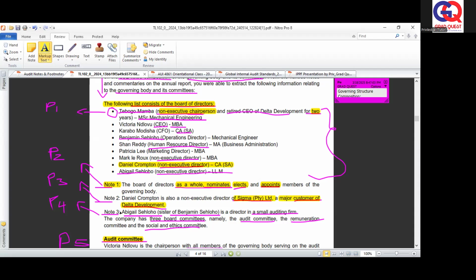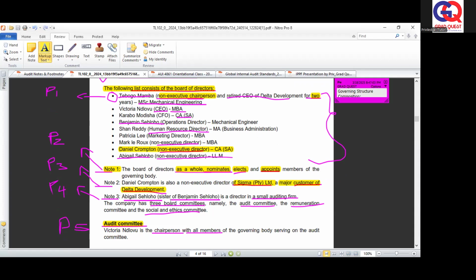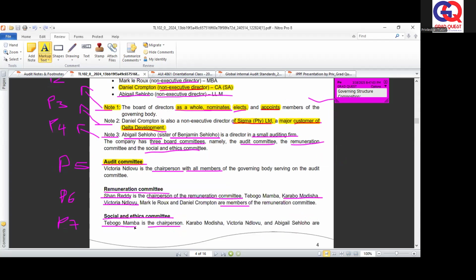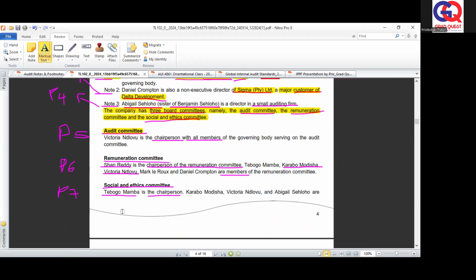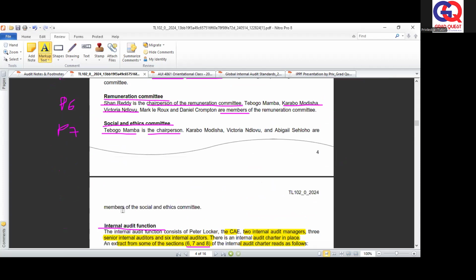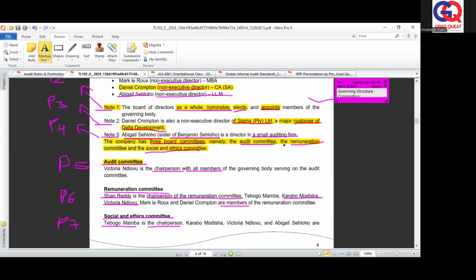And then note number 3, Abigail Sihlobo, sister of Benjamin Sihlobo. Okay, again, that's a related party relationship right there. Is a director in a small auditing firm. The company has 3 board committees, namely, so now this is just them explaining the different board committees that we're going to come across here. You see this statement, guys, this is just a building block toward the board committee structures that they have. So they have 3 board committees, namely the audit committee, the remuneration committee, and the social and ethics committee.